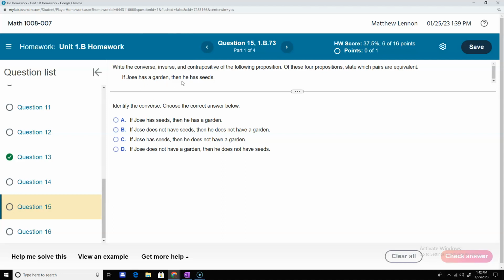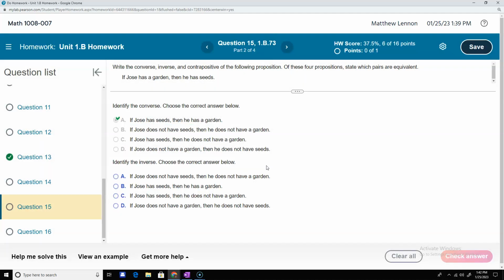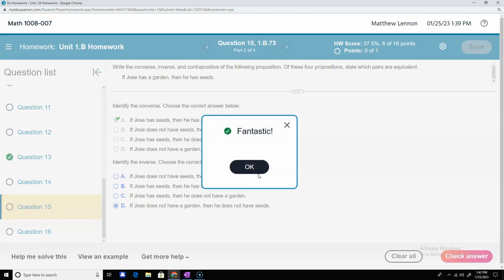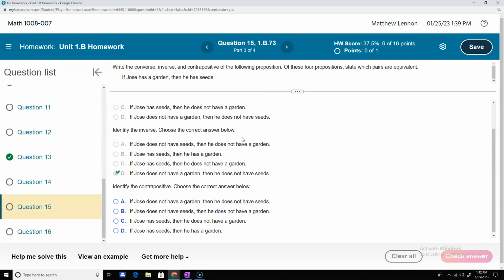So the converse is just the other direction. If Jose has seeds, then he has a garden. The inverse would be, if Jose does not have a garden, then he does not have seeds. And then the contrapositive is if you take this original statement and negate and reverse it, if Jose does not have seeds, it would imply that Jose does not have a garden.